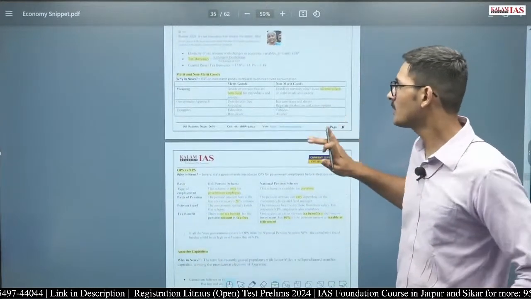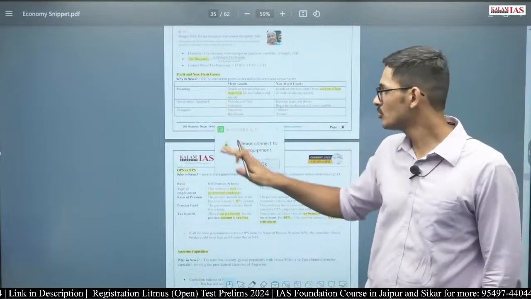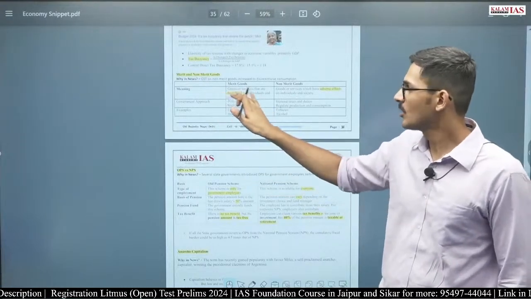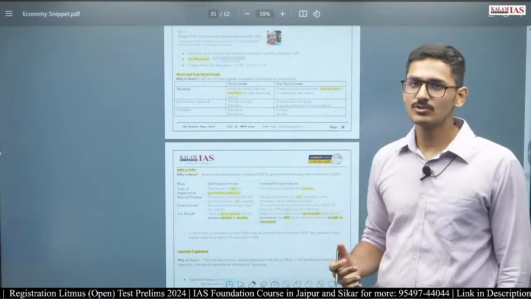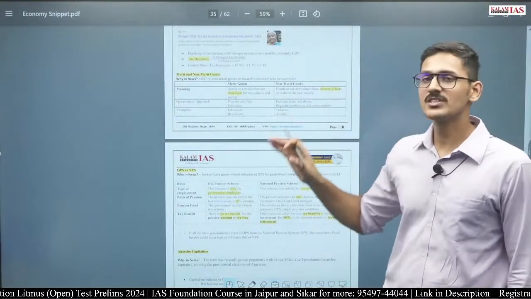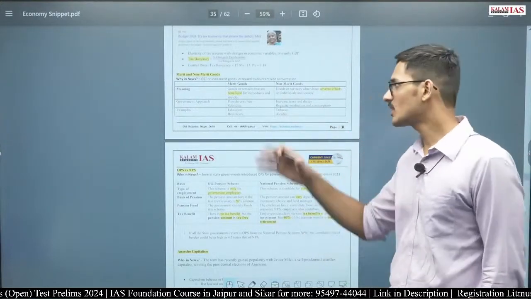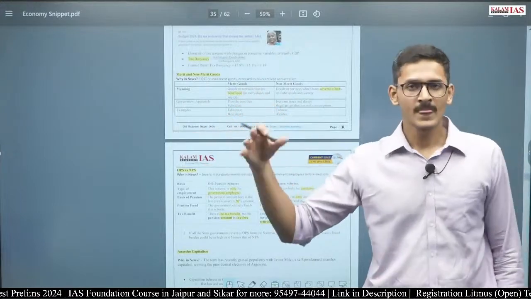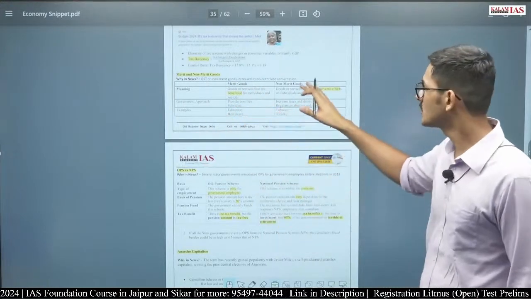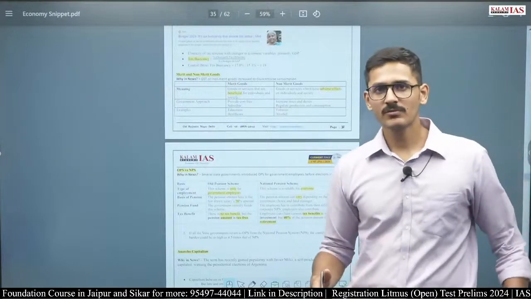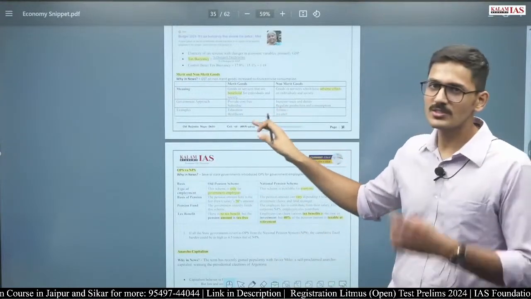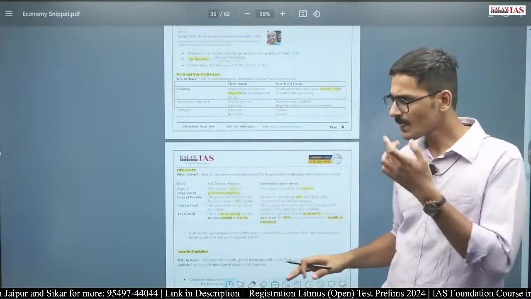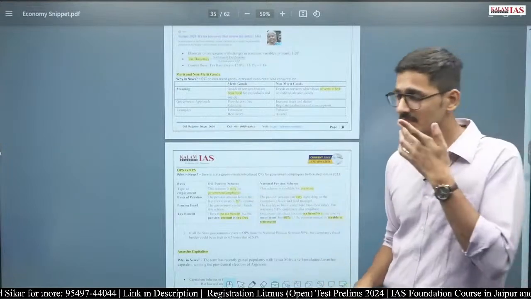Merit goods and non-merit goods were also in news. What do you mean by merit goods? Merit goods are basically goods or services which are beneficial for individuals and society, and non-merit goods have an adverse effect on individuals and society. What are the examples? Examples of merit goods are education and health, whereas tobacco and alcohol are part of non-merit goods. So consumption of tobacco and alcohol is disincentivized by the Government of India.